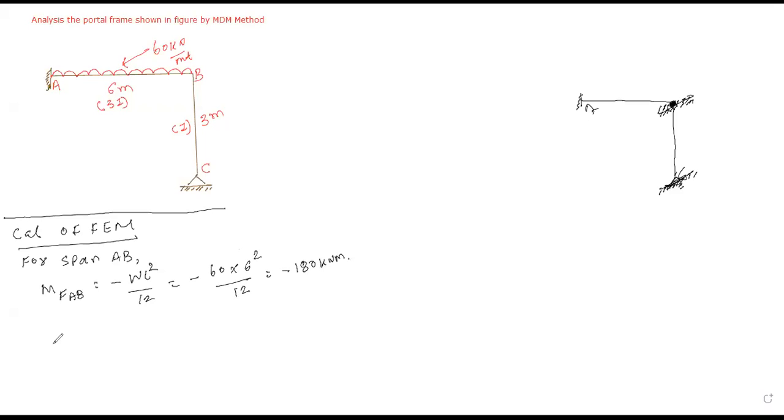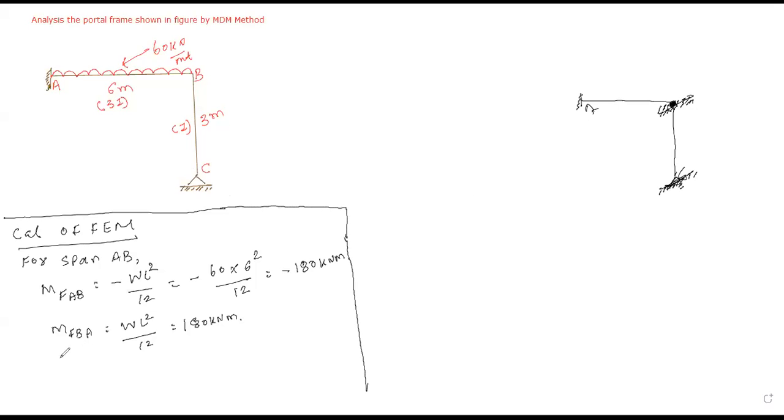Please confirm me. Similarly, MFBA should be equal to plus WL square by 12. That is nothing but the same answer, but it will become plus. Yes or no? 180 kilonewton meter. Is it clear to all of you? Please confirm me. I hope up to here nobody has any doubt.